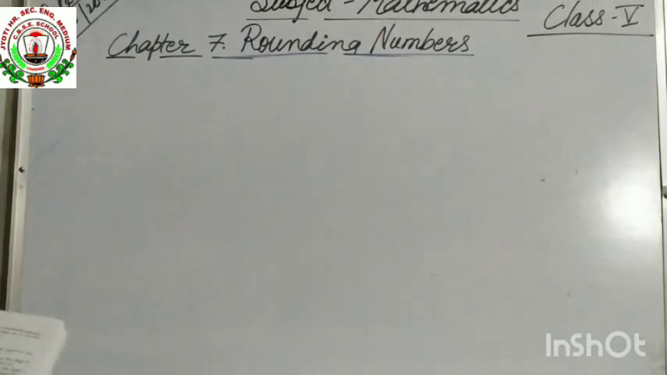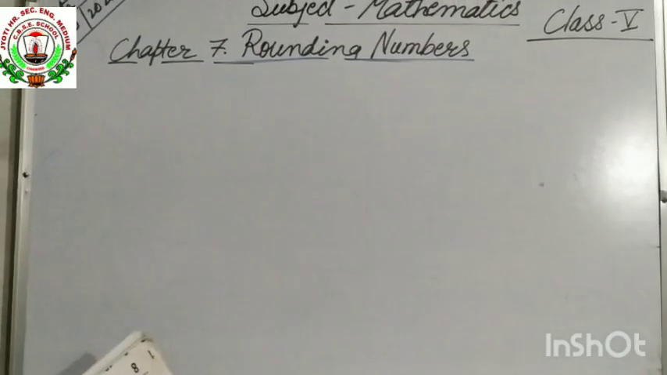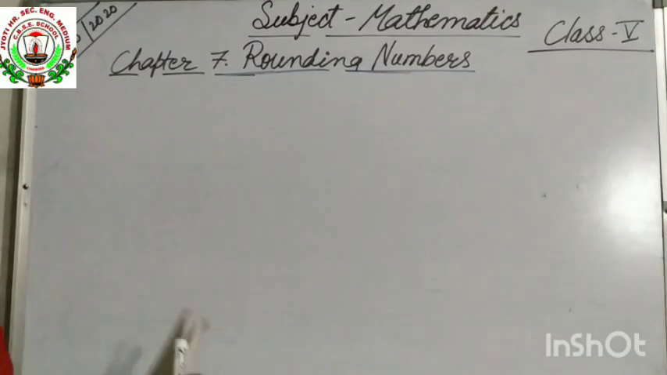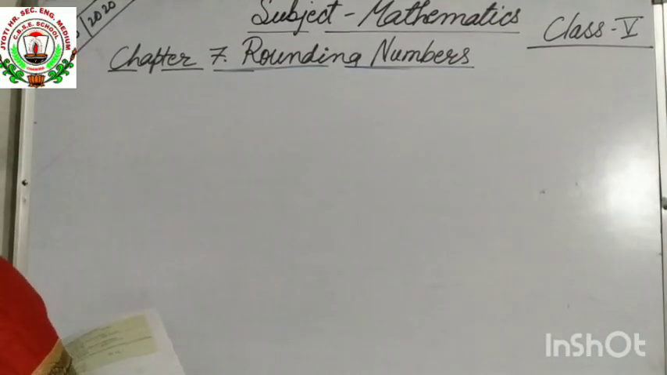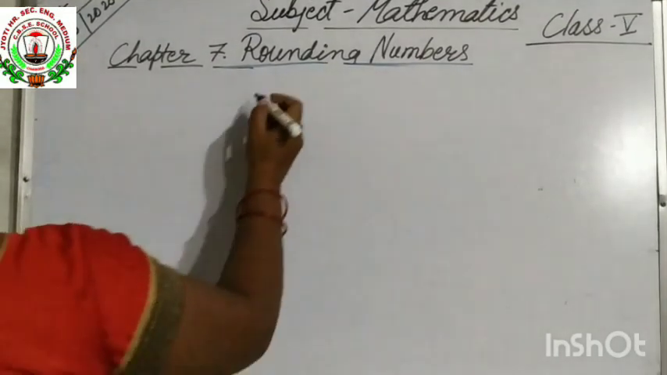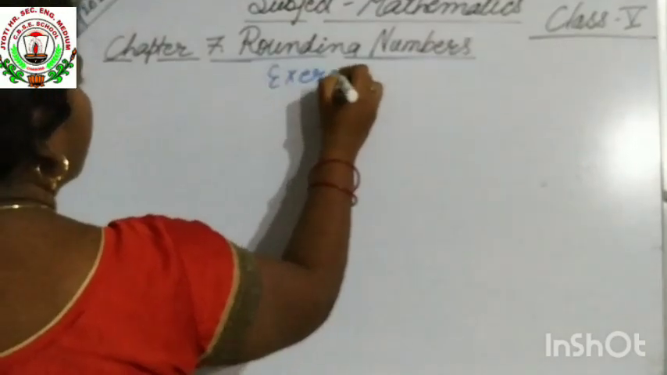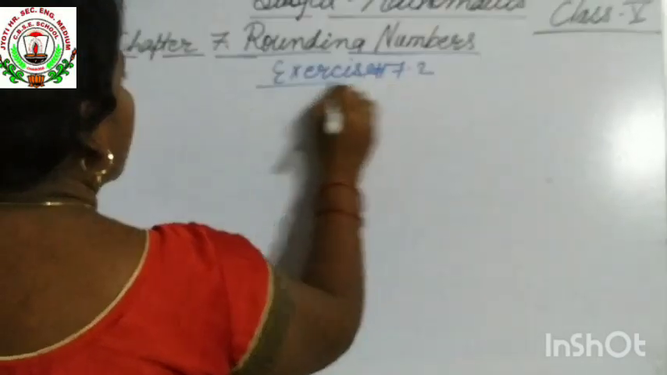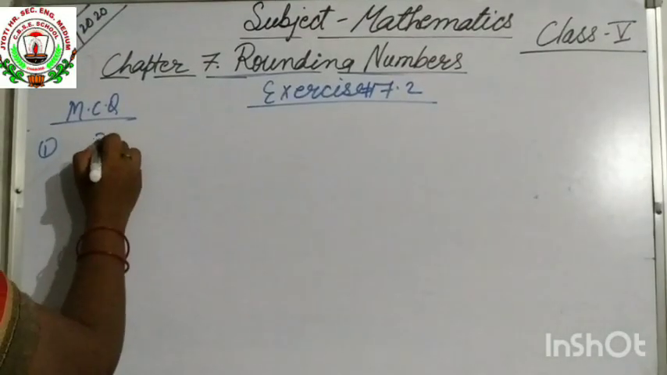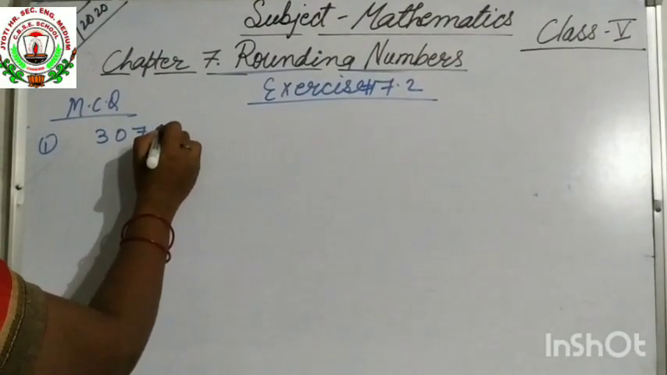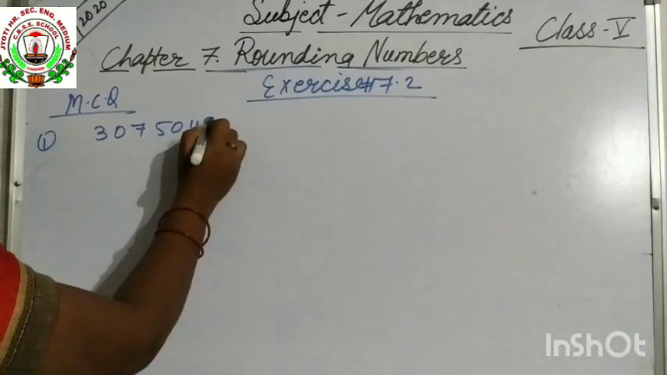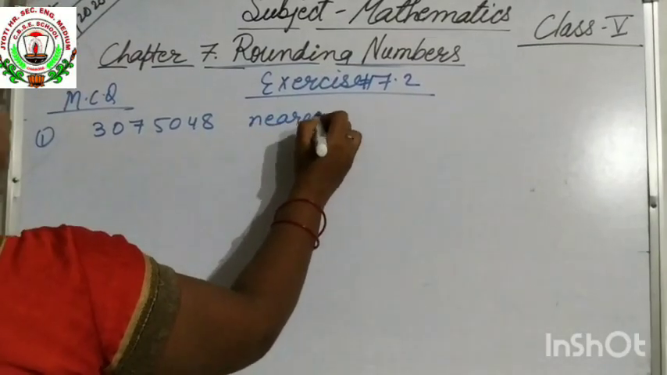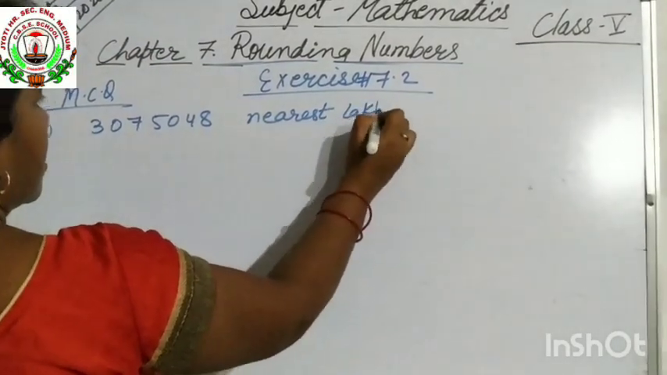Now next, let us start exercise 7.2, rounding of numbers. In exercise 7.2, it is MCQ. Number 1. The given number is 2075048, nearest lakh.